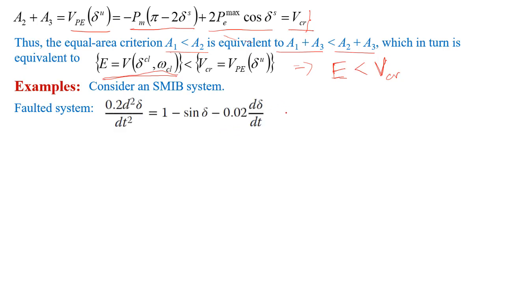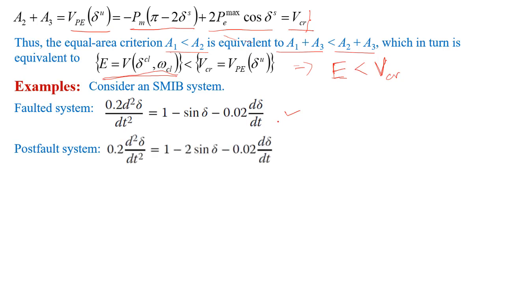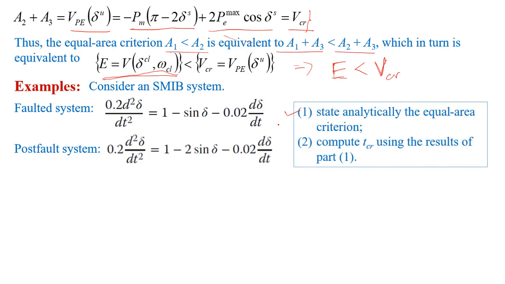The equation is, let us say, 0.2 d²δ/dt² equals 1 minus sin δ minus 0.02 dδ/dt, and the post-fault system is given by 0.2 d²δ/dt² equals 1 minus 2 sin δ minus 0.02 dδ/dt. So this is the post-fault system. Now the question is, we have to state analytically the equal-area criterion and compute TCR using the results of part 1.